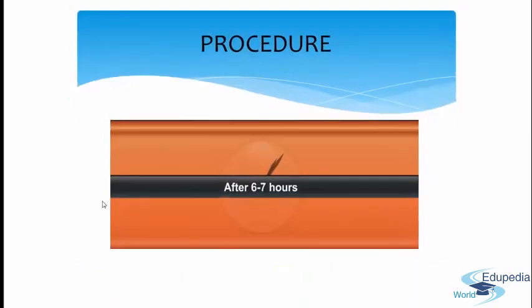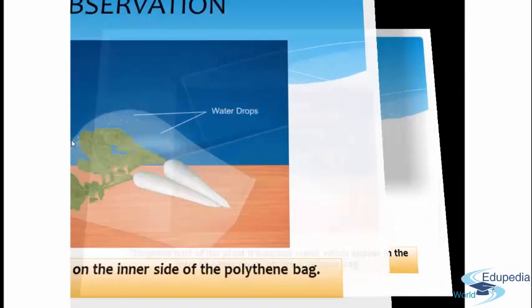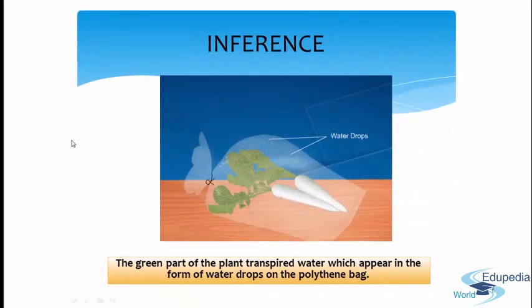Then we have to keep this for 6 to 7 hours. And after 6 to 7 hours, what do we observe? Drops of water appear on the inner side of the polythene bag. So, what is the reason behind it? The green part of the plant transpired water, which appears in the form of water drops on the polythene bag. See, small droplets of water can be seen inside the polythene bag.